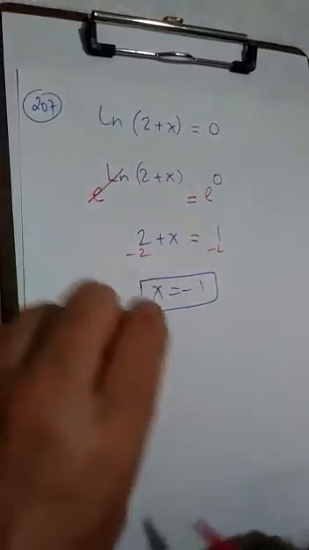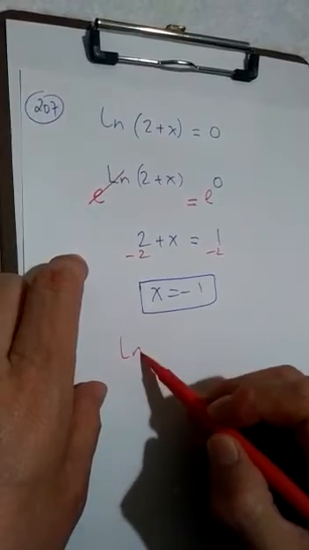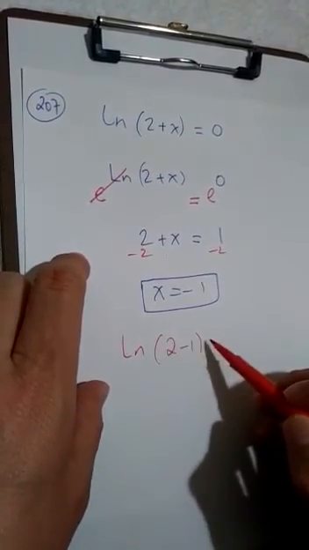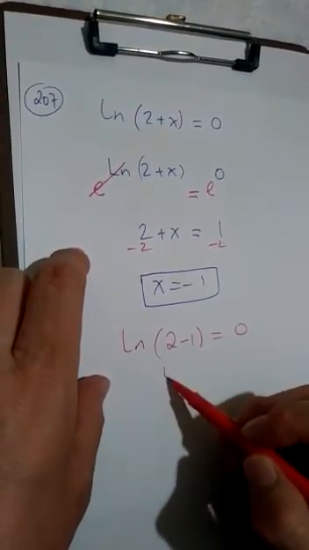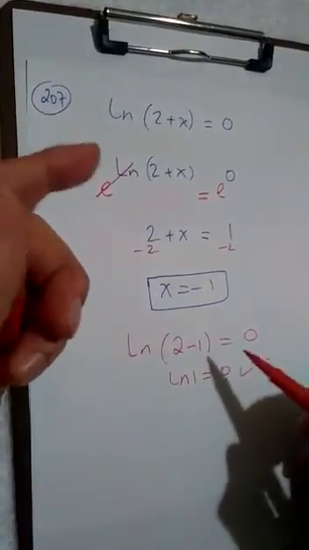And yes, we need to check. If you put negative 1 there, it's ln of 2 minus 1. That's a positive number. Equals 0. It's positive. 2 minus 1 is 1. ln of 1 equals 0, which is true. So not only is it positive, it's also correct.